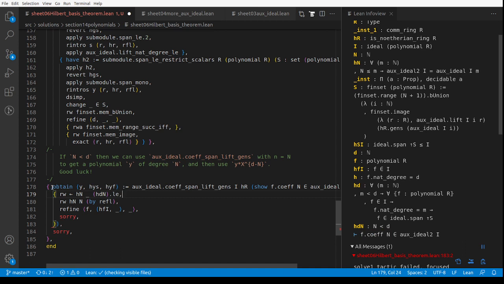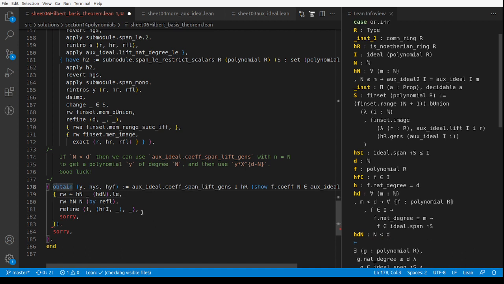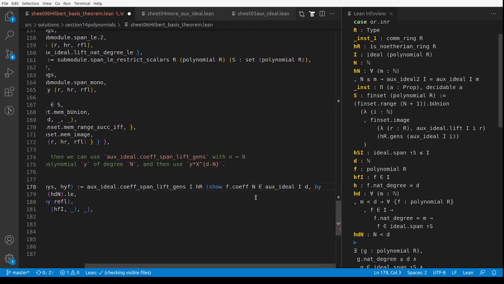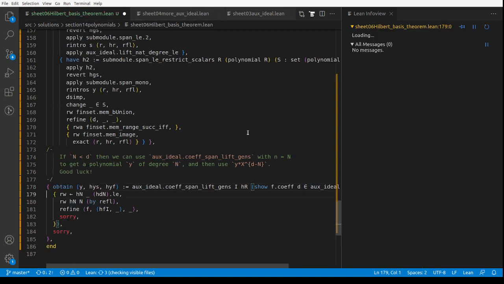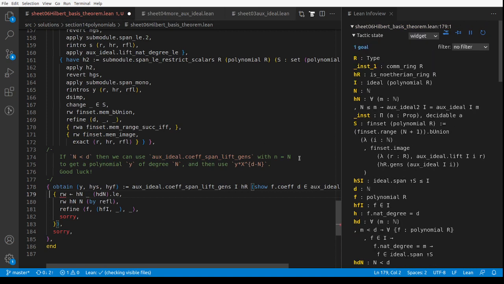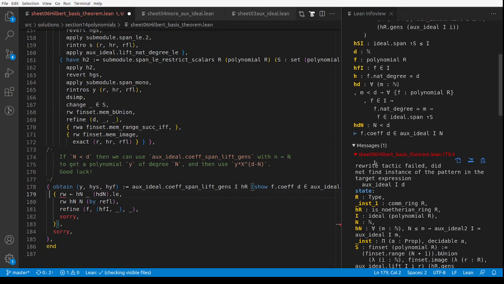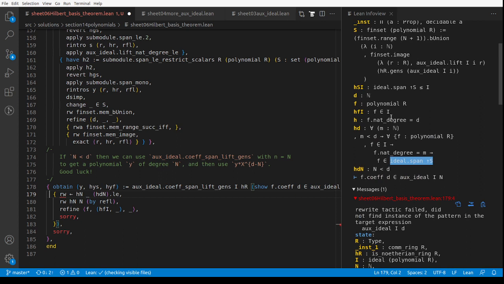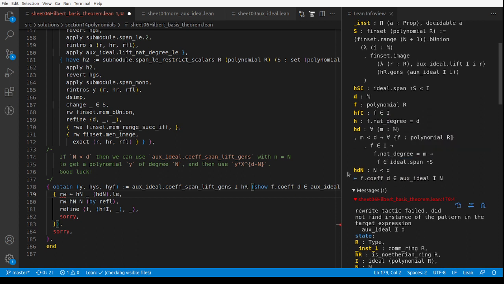I must have... This is not what I want to show. I want to show f.coef d is an ideal in N. Does this look true? Right, and now... Yeah, I've just got this the wrong way around.